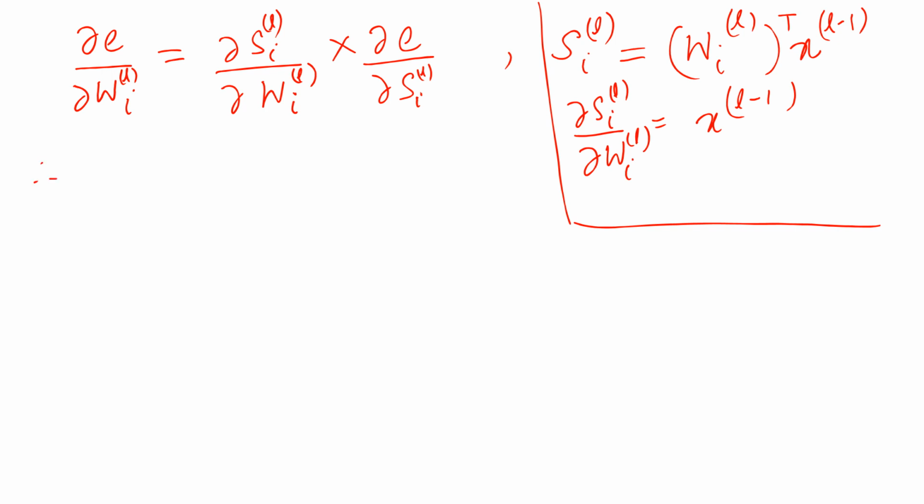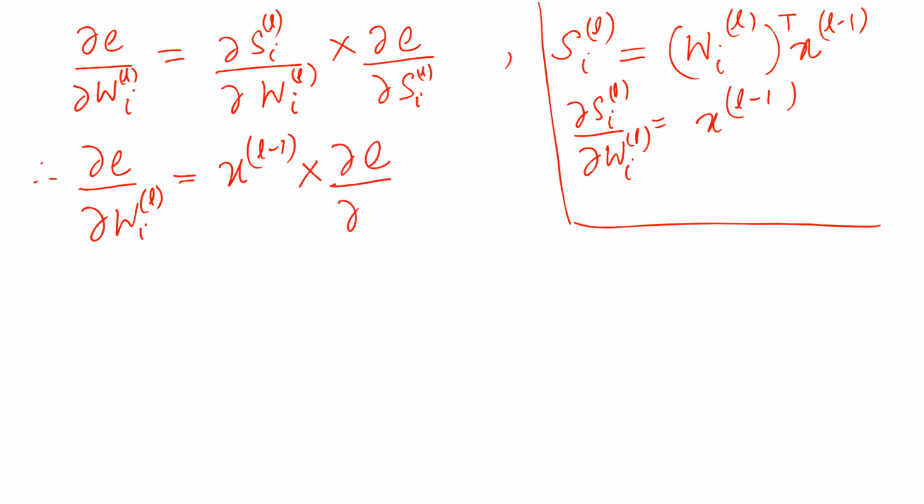So therefore, my delta E over delta weights L will equal, this term is just the coefficients from the previous layer, right? The actual input, and then delta E over delta S, and this term stays the same. All right, for layer L.